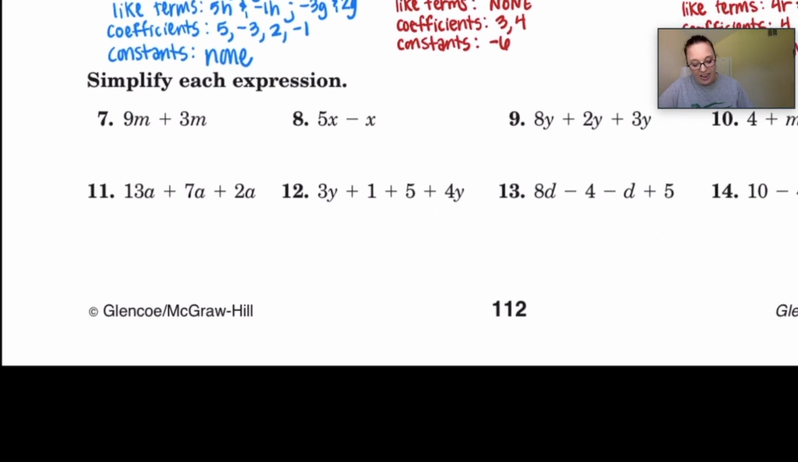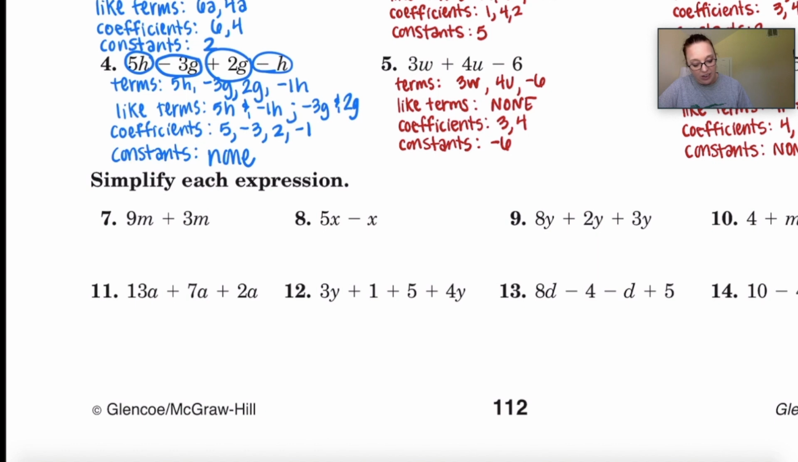Now, when I do this, I actually like to use a highlighter to help me here. Or you could use different colored pens or what have you to also help. So for number 7, I'm going to highlight the like terms. Now this one actually is pretty simple, 9m and the 3m. But that plus sign or the minus sign, I always tell my students that that plus or minus always goes with the term that it's in front of. Okay, and then you just follow the add or subtract as it says.